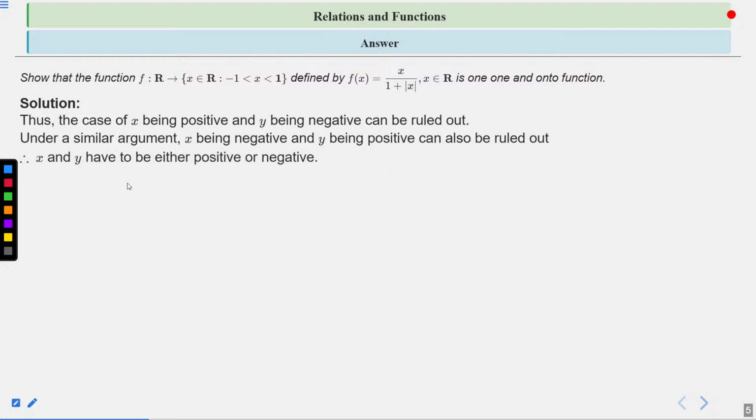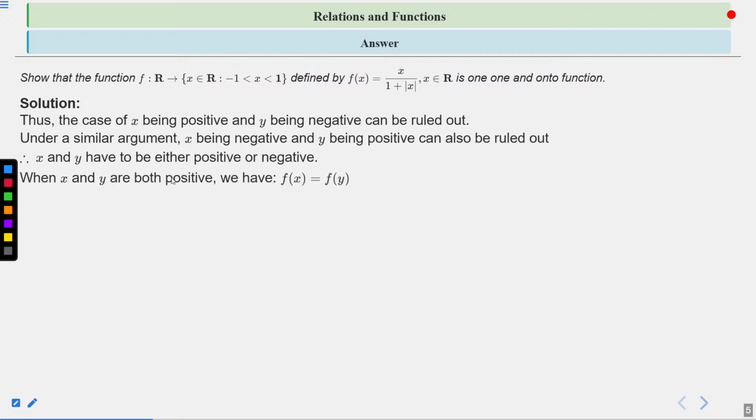Now, therefore, x and y have to be either both positive or both negative, right? It cannot be possible that one of x or y is positive and the other negative, right? Both should be either positive or negative, right? So let us take this argument and check whether we are saying right or not, right? If this argument again fails, then all our arguments have failed, so the function is not one-one, and the function will not be defined either, right?